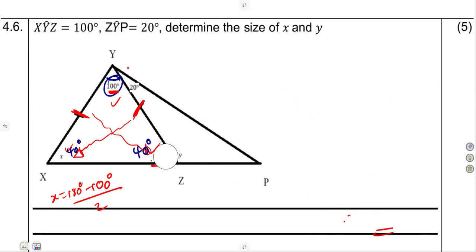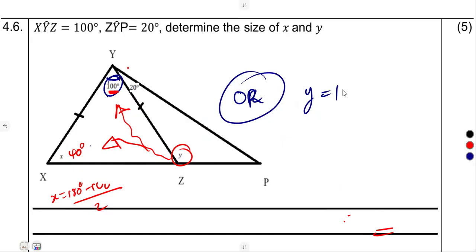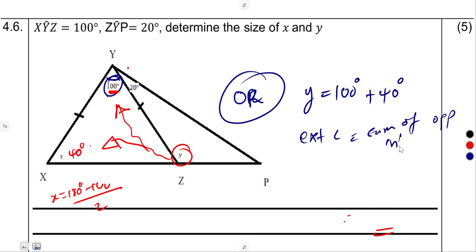So many ways, or you can use the vertically opposite angles. Another way to find this y here, remember we say this is 40 degrees. So to find y, we can use vertically opposite angles. That was another way to find angle y. Y is equal to 100 degrees plus 40 degrees. That's the exterior angle. Exterior angle equal to what? Sum of what? Opposite interior angles. Remember that. So y was going to give us 140 degrees. Same answer as well. So it is in your hands how you answer these questions.